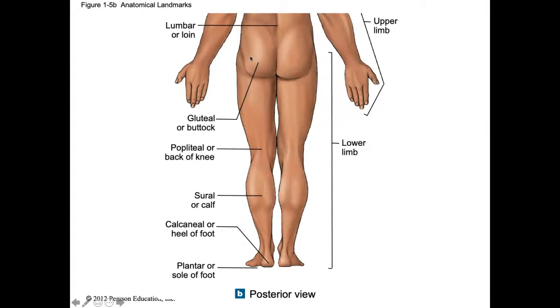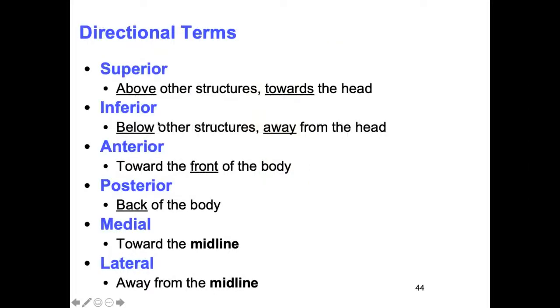The rump is called the gluteal. So when we cover muscles like gluteus maximus, gluteus medius, gluteus minimus, it's the rump right back here. The back of the knee is called the popliteal. The calf is called the sural. The heel is called calcaneal. That's the large heel bone is called the calcaneus. And then underneath the foot is the plantar surface.